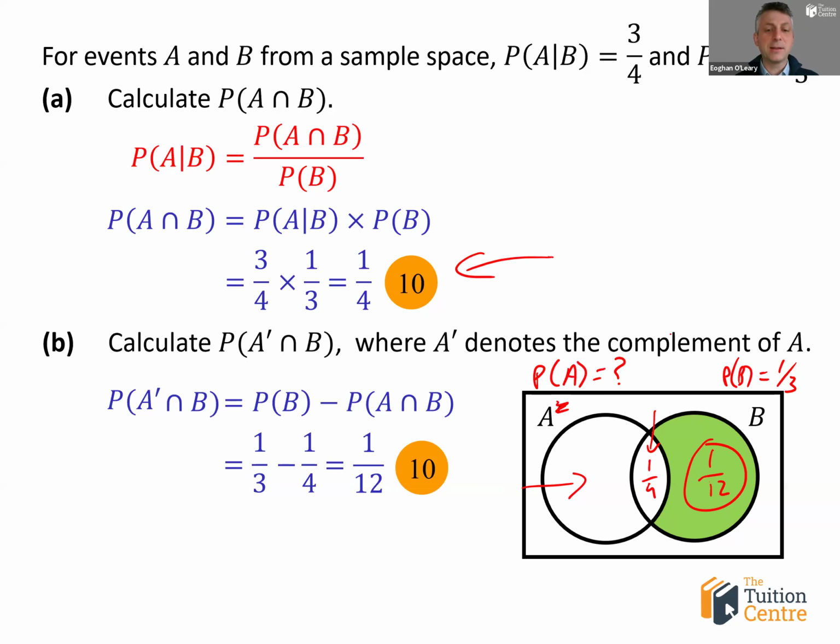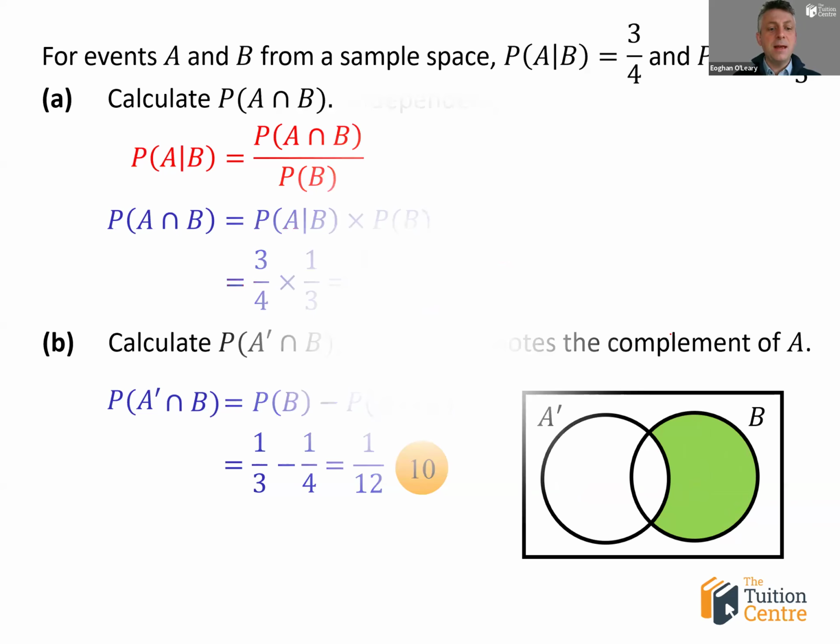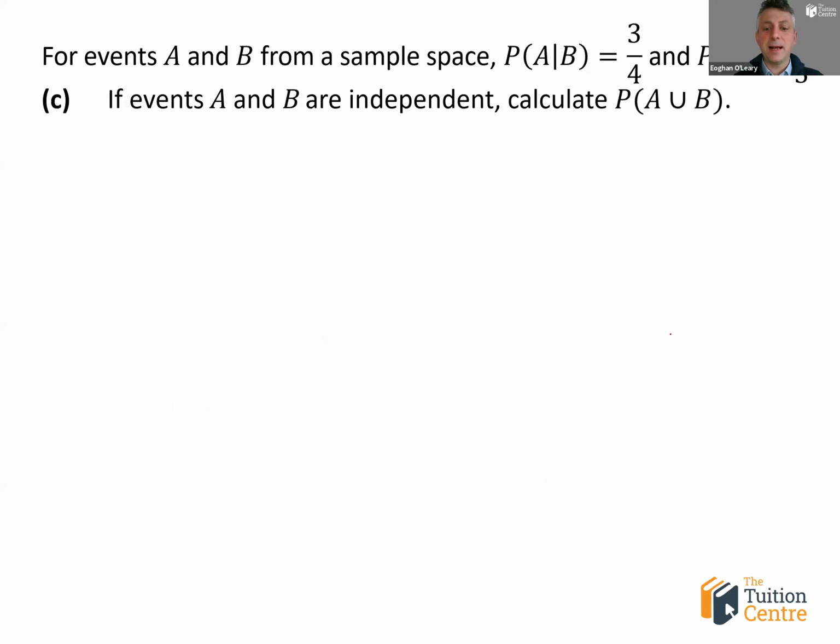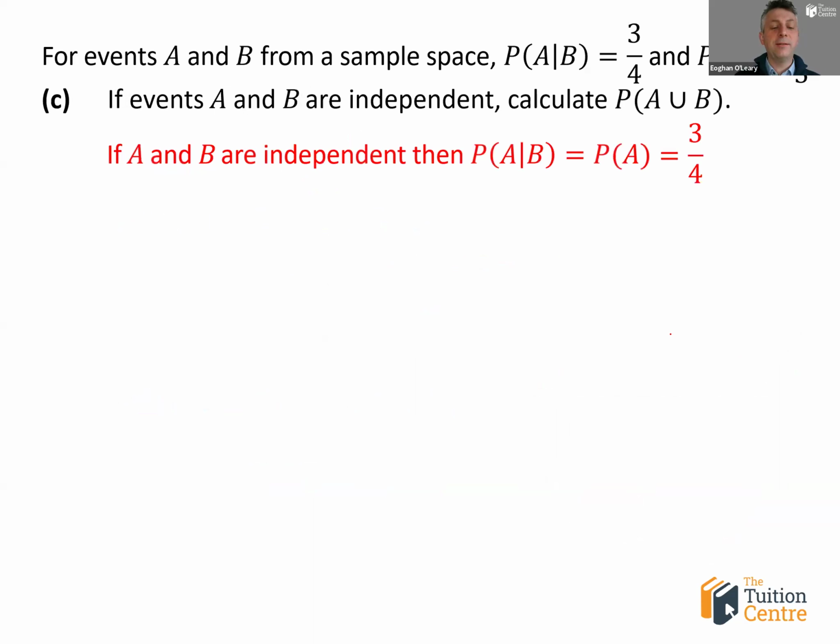But again, this brings us back to just our understanding of it. If events A and B are independent, calculate the probability of A union B. Well, if A and B are independent, then the probability of A occurring, given that B has already occurred, is the same as the probability of A occurring, which means that the probability of A occurring is just going to be 3/4. Now, why is that? Because if they are independent, B occurring has no influence on the likelihood of A occurring. So therefore, the probability that A occurs, given that B has occurred, is the exact same as the probability of A occurring. So therefore, the probability of A occurring is 3/4.